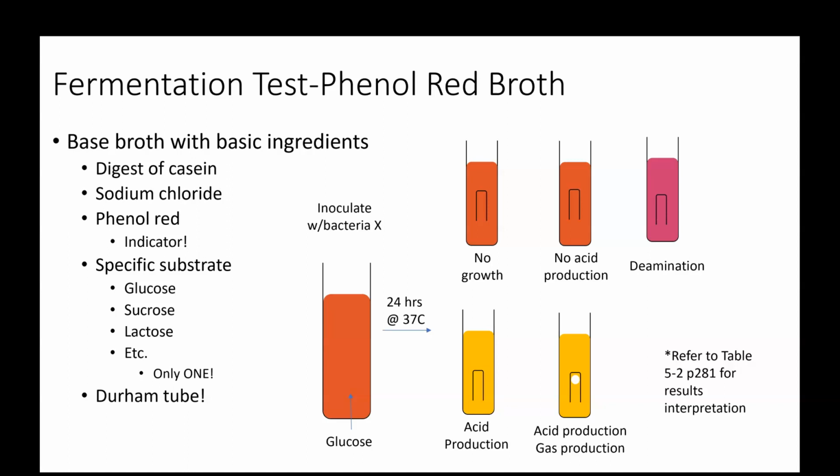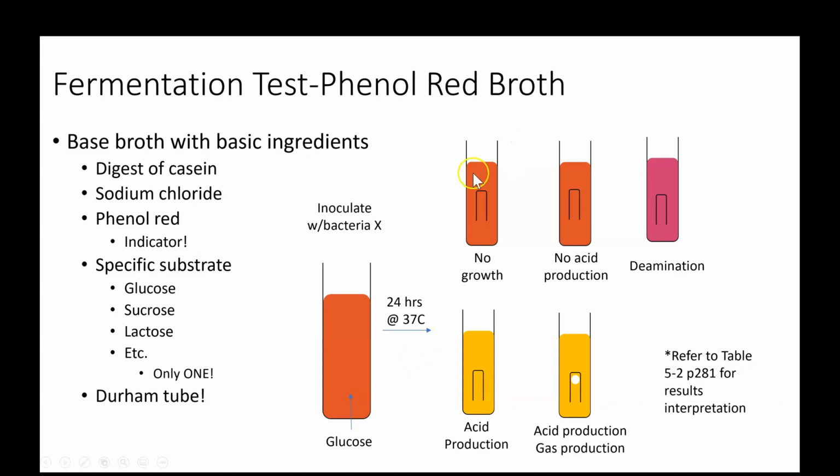All right, so let's take a look at all the possible outcomes of a test with phenol red. So here we have, let's just say, unknown bacteria X. We're looking at a bacteria of choice and we want to see whether it can ferment. In this case, we're going to look at glucose. So we're going to inoculate this phenol red glucose broth with bacteria X. We're going to incubate it at 37 degrees for 24 hours. And we have all these various outcomes.